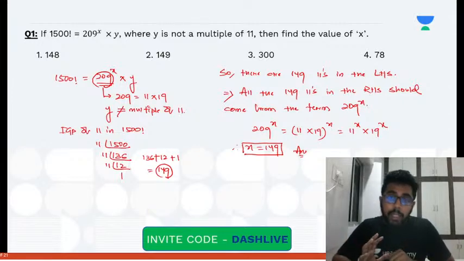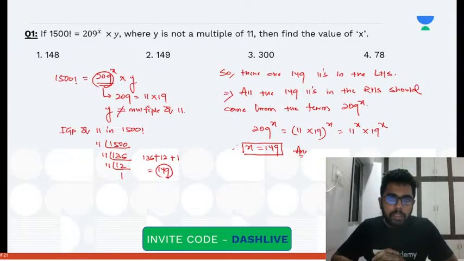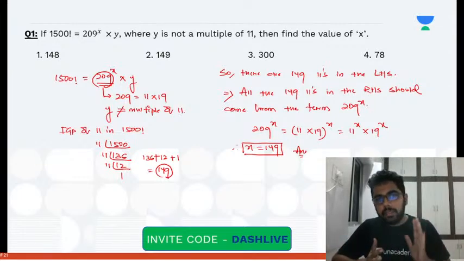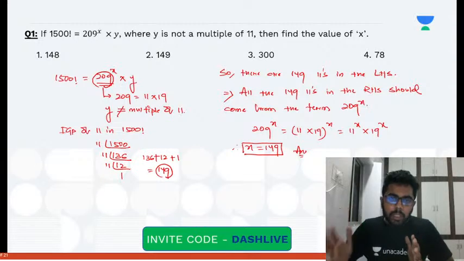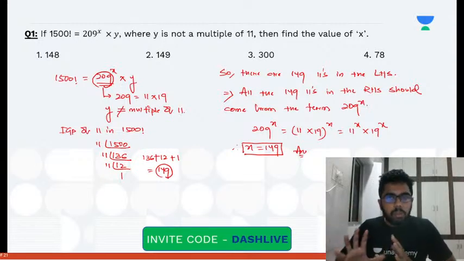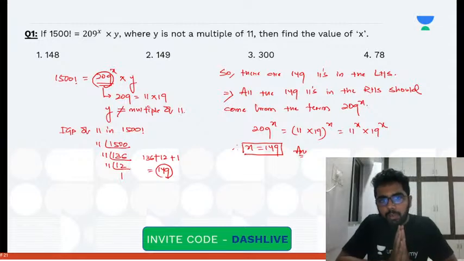It is saying that y doesn't have any 11 at all. So all the 11s must be present in 209 in that case, because anyhow you have to balance LHS and RHS. In the LHS if there are 149 11s, in the RHS also you need to have 149 11s. And given that y is not a multiple of 11, that means you cannot have any 11 in y. So every 11 is present in this term, 209 to the power x.